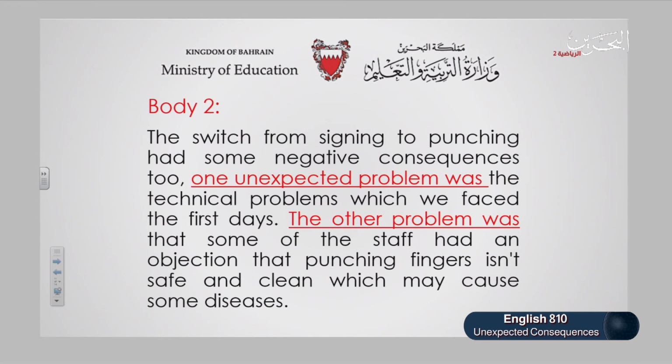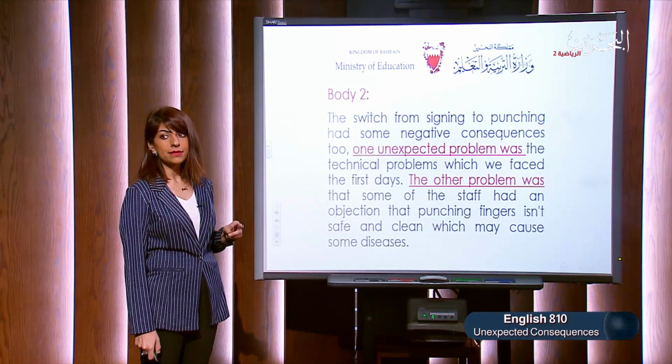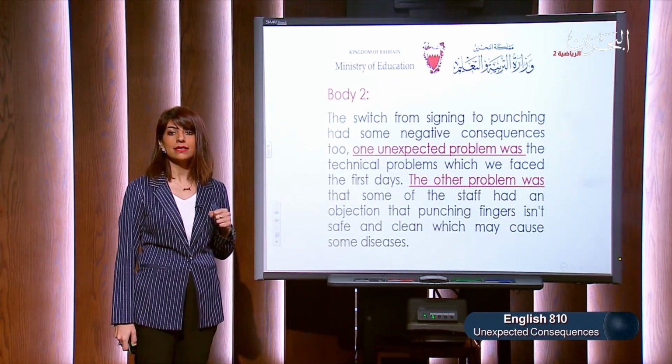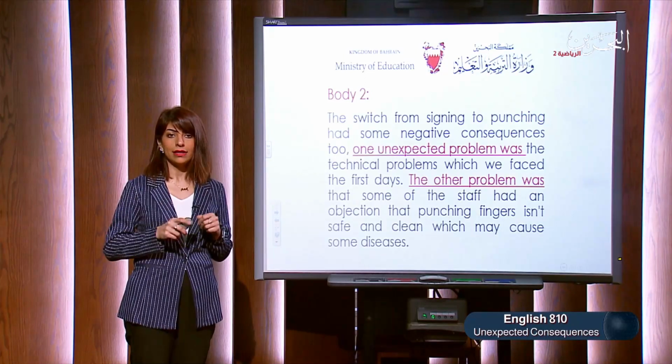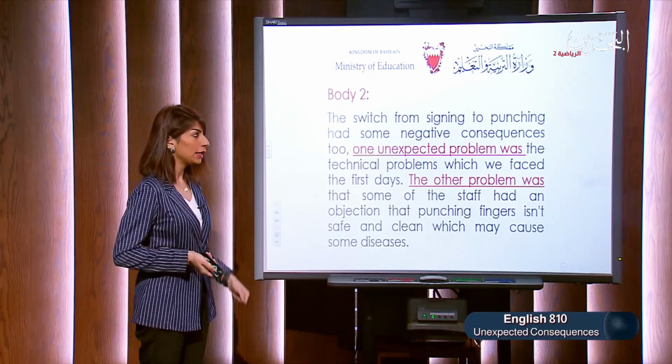One unexpected problem was, now I'm mentioning an example, the technical problems which we faced the first days. The other problem was, again, this is another way to introduce a different example, that some of the staff had an objection that punching fingers isn't safe and clean, which may cause some diseases. So here I have given 3 unexpected negative consequences about the change, which is the punch system instead of signing.